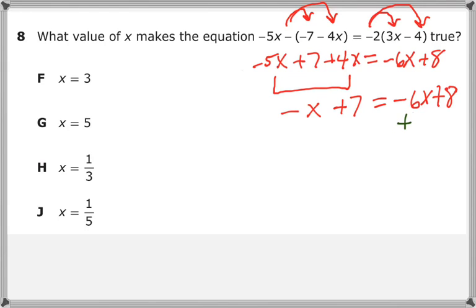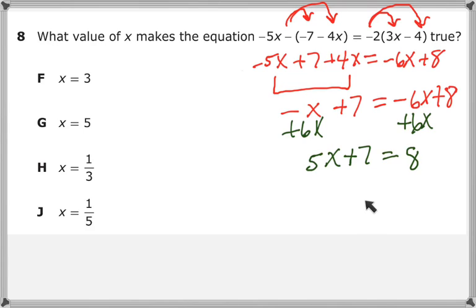So we have plus 6x here, and then plus 6x over here. Let's finish totaling up the left side: a negative x and a positive 6x give us 5x. Bring down our plus 7. And over here we have the negative 6x and the positive 6x give us 0, so we're just left with 8.